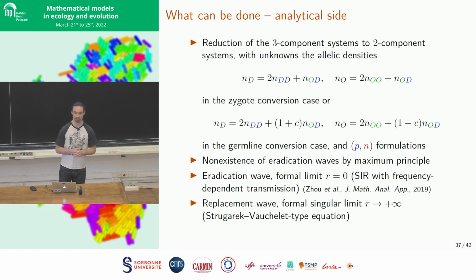And actually, it turns out that if you look carefully at the system when R is 0, at least formally, you find a kind of SIR system with a frequency-dependent transmission. And we know these systems actually, I'm not going to say quite well, but much more than these horrible gene drive systems. So at least formally, we can study the limit R equal to 0 and R equal to plus infinity.